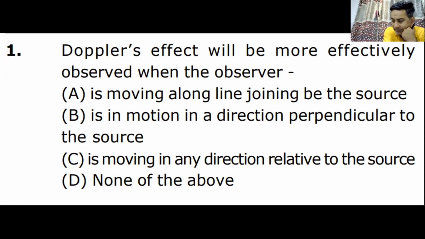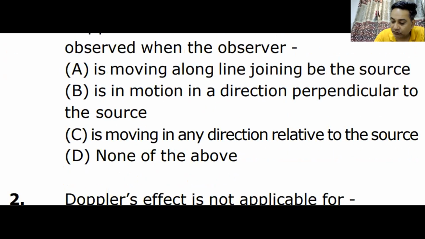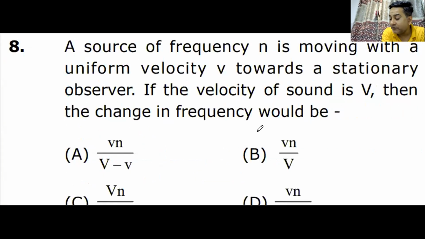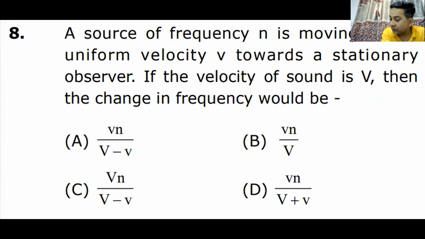Can I have your answers, please? Which is the most effective motion in which you will have the maximum Doppler effect? The answer is definitely A. It must be moving in the direction, in the line joining the observer and the source. Do we understand this? Because if they are moving perpendicular, there is no Doppler effect.